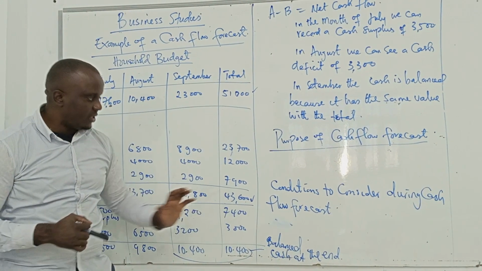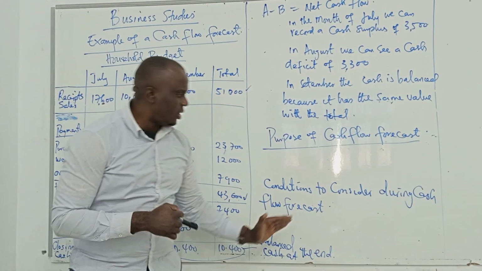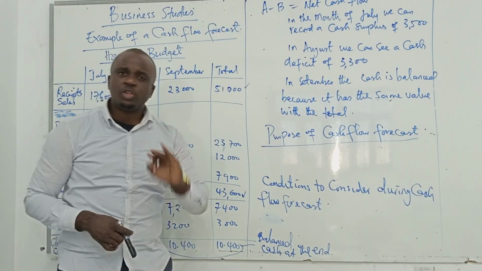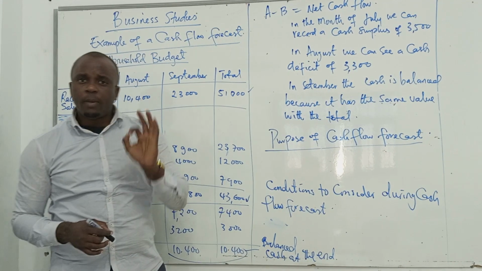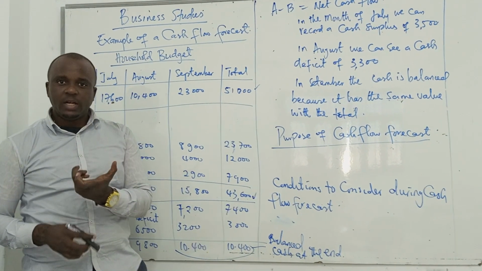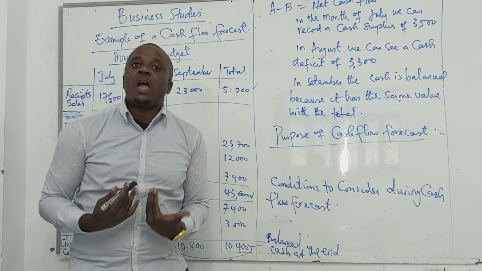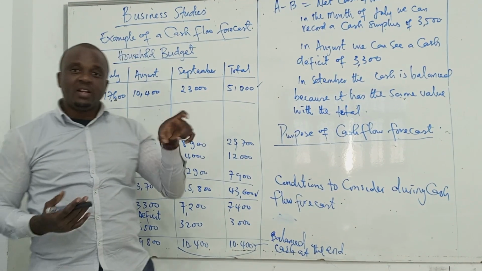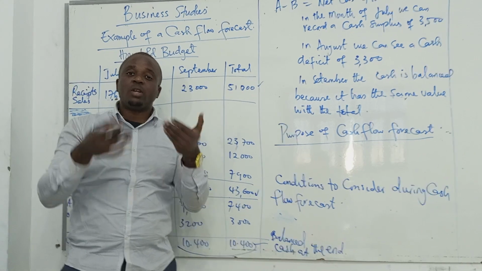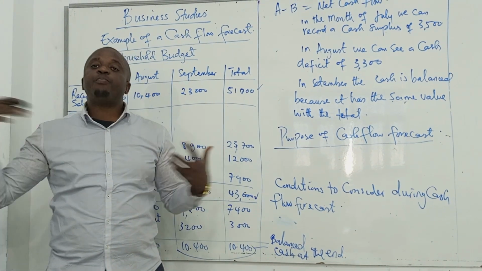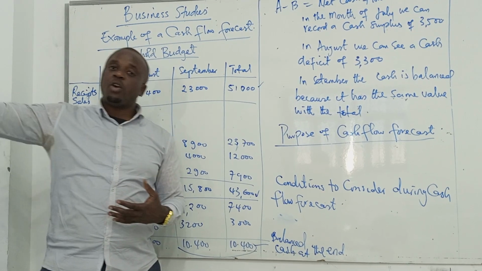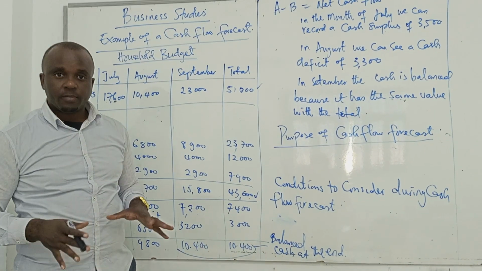Then I will end the lesson with the conditions to consider during cash flow forecast. There are three conditions you must consider. The number one is delay. What is delay? Some incomes may not come the time you expected them to come. So during the period of that delay, the business or the household needs to think of other means to meet up with that, so that when the incomes finally come, it will be balanced.